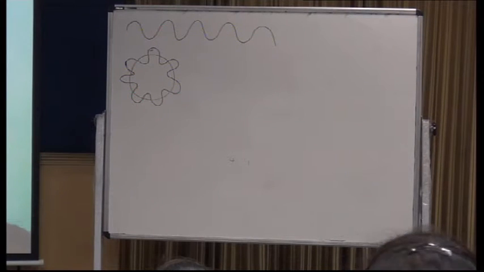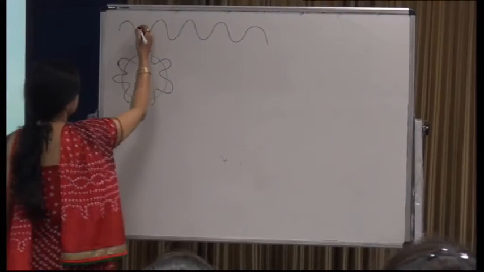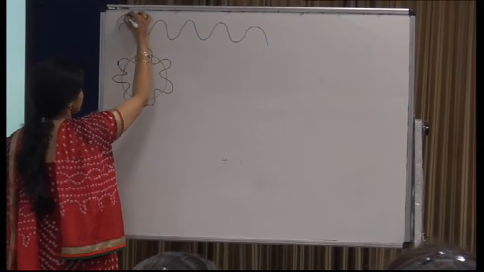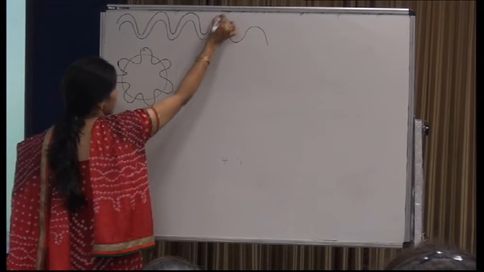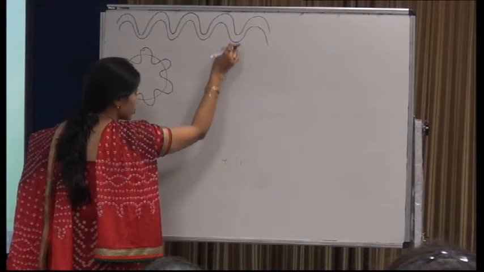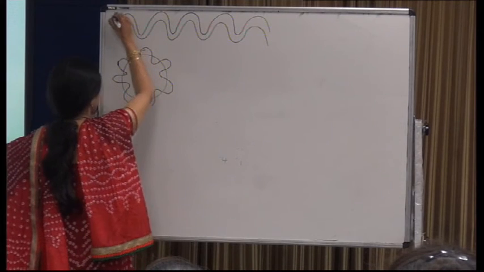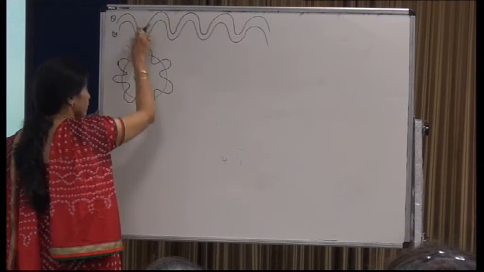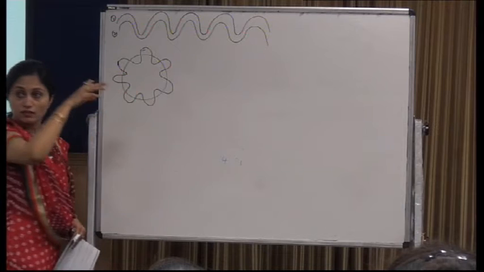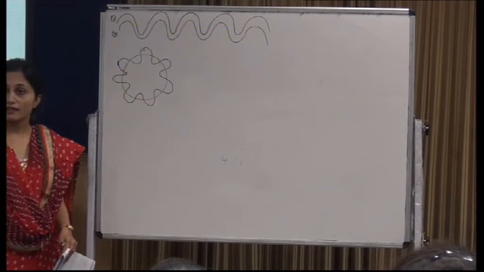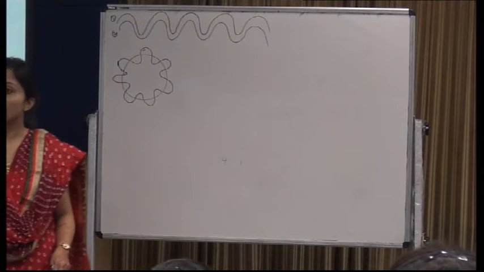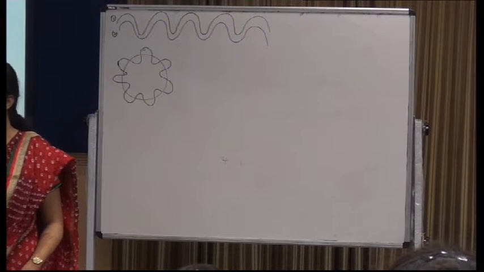two waves are said to be in phase when the crest of one corresponds with the crest of the other and the trough coincides with the trough of the other. That means these should be overlapping. This wave number 1 and wave number 2, when you put one on top of the other, they should exactly overlap. So then I would say that the two waves are in phase. You will be doing it in physics also.